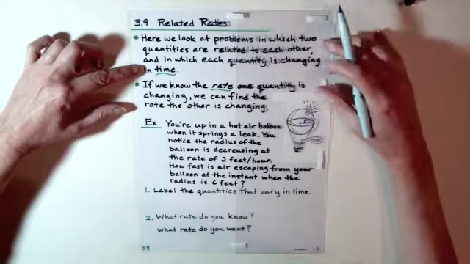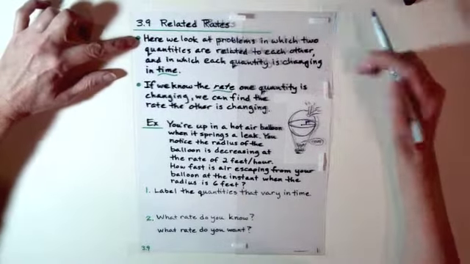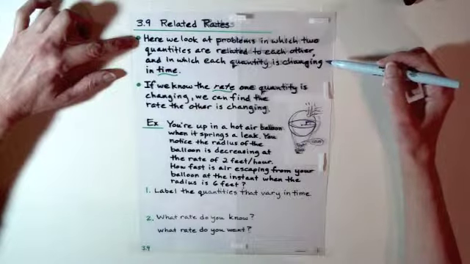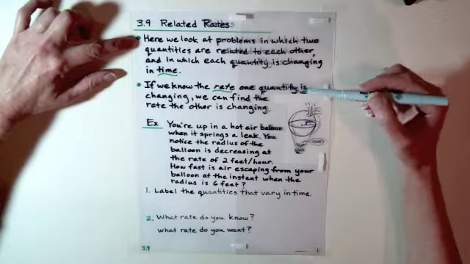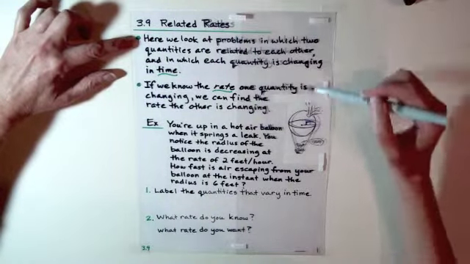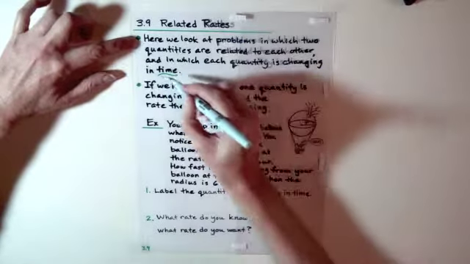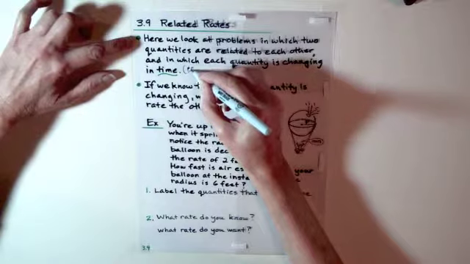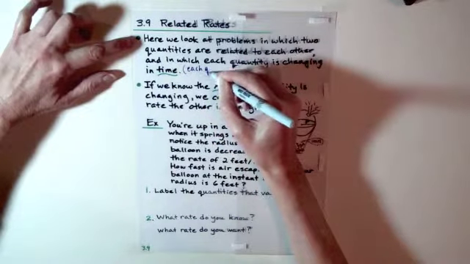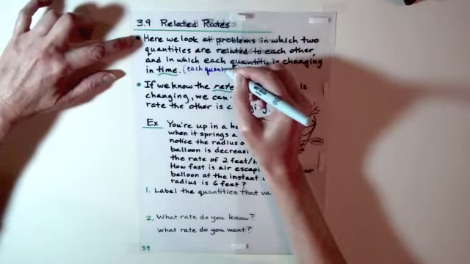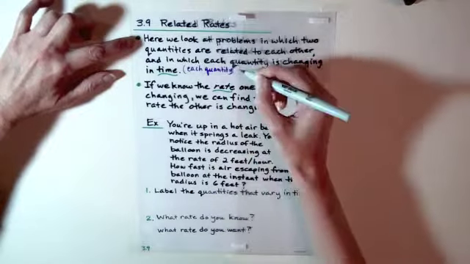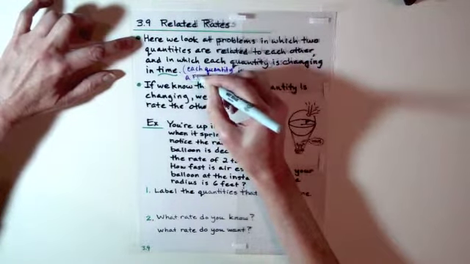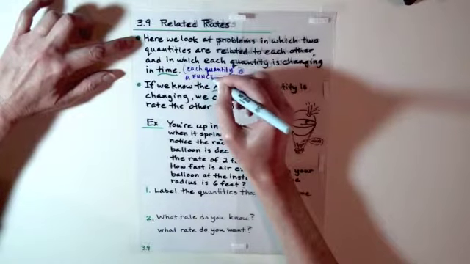Okay, let's look at these remarks here. In this first remark, I say, here we look at problems in which two quantities are related to each other. So one quantity is related to another, and each of those quantities is changing in time. Another way to say that is that each quantity is a function of time.